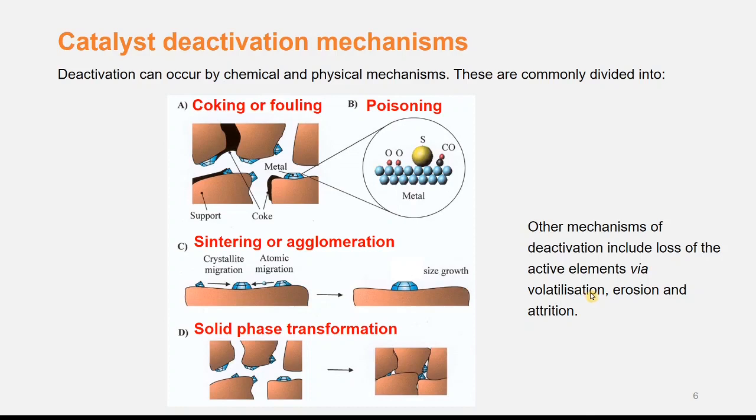Catalyst pellets can also be damaged by erosion and attrition. So this is the wearing down of the catalyst. For example, in a fluidized bed reactor, due to collisions with other catalyst pellets, the walls of the reactor, and so on.